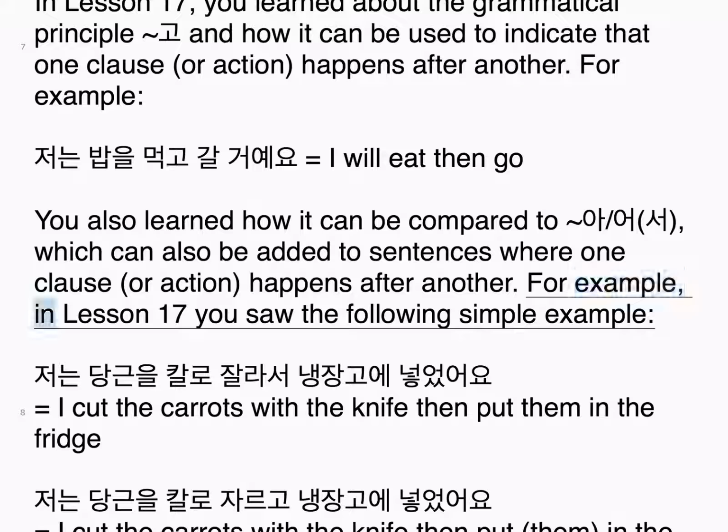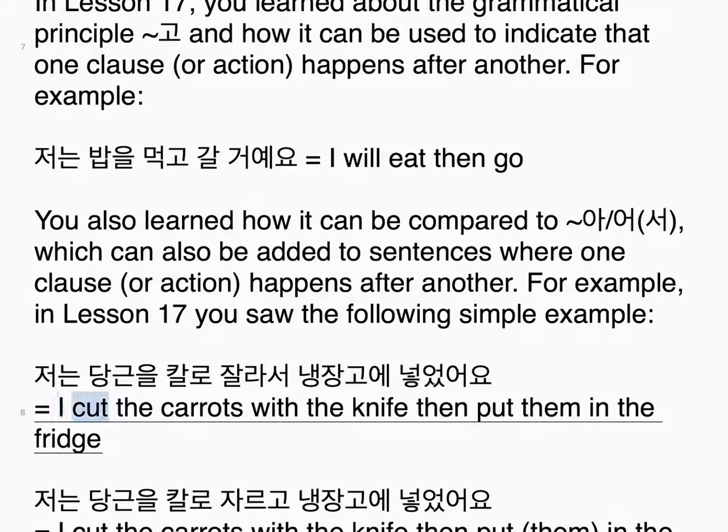For example, in lesson 17 you saw the following simple example. 저는 당근을 칼로 잘라서 냉장고에 넣었어요. I cut the carrots with the knife then put them in the fridge. 저는 당근을 칼로 자르고 냉장고에 넣었어요. I cut the carrots with the knife then put them in the fridge. In addition to its cause and effect meaning, which you learned about in lesson 37, connecting two clauses with 어서 can have different meanings. Let's look at each meaning individually.